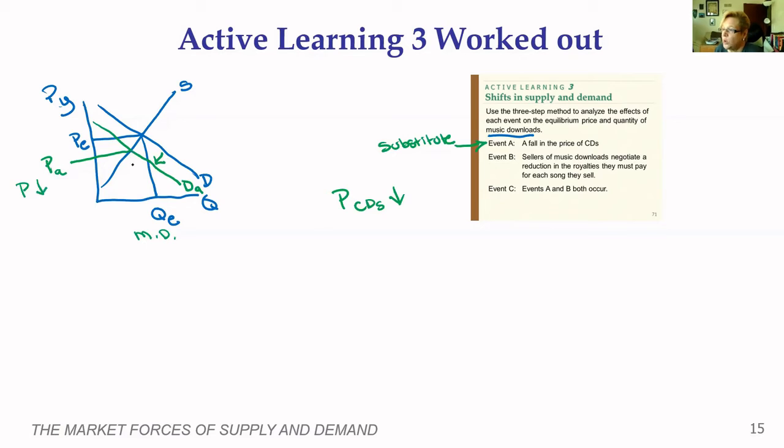And what happened to the quantity? So that's quantity A. Notice it's less than Q sub B where we started. So quantity decreases. Okay? So that's our first one.